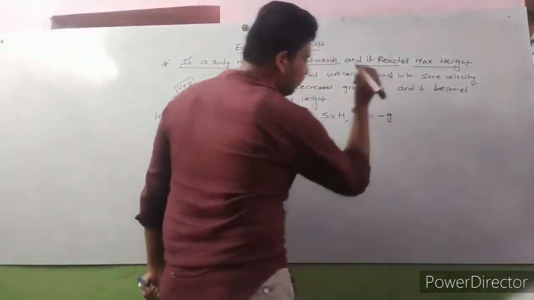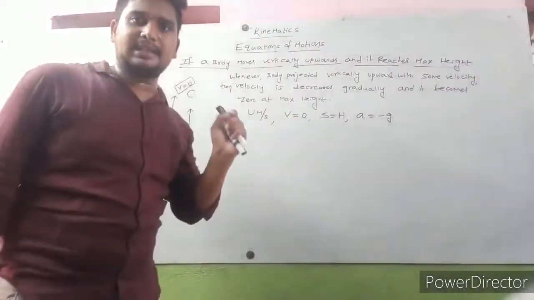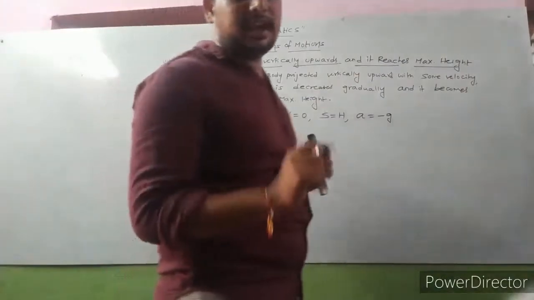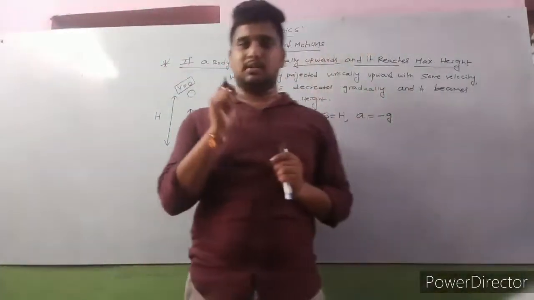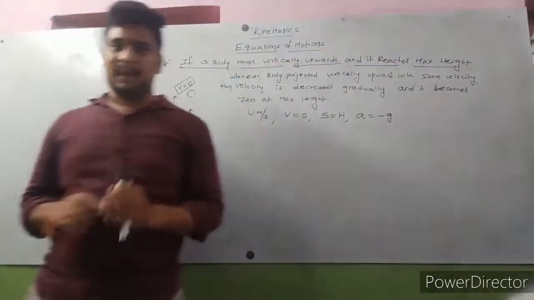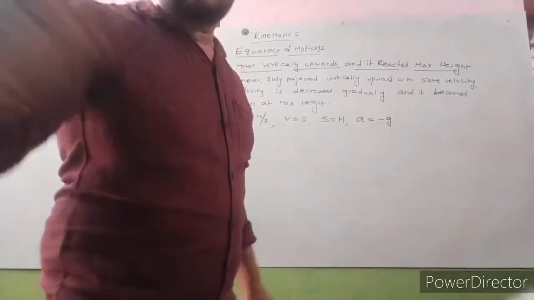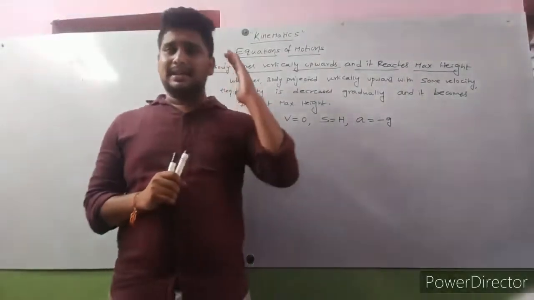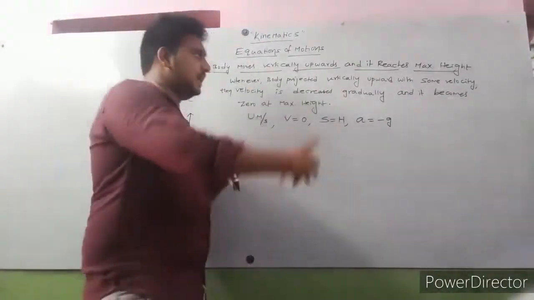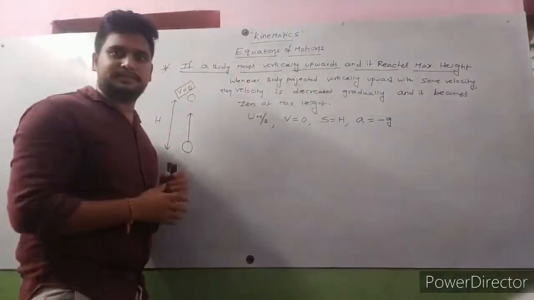If a body is projected upwards, definitely acceleration is equal to minus g. Why is acceleration equal to minus g here? That is the question. Because the body is projected upwards, and acceleration due to gravity is acting downwards.